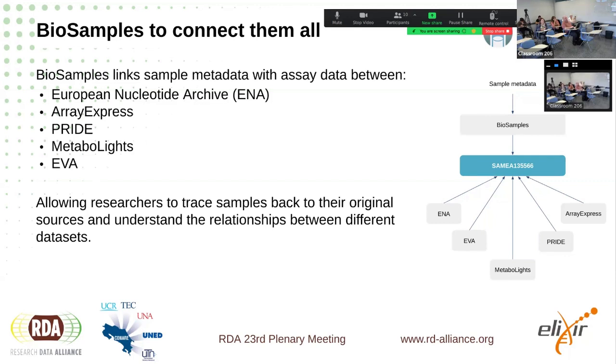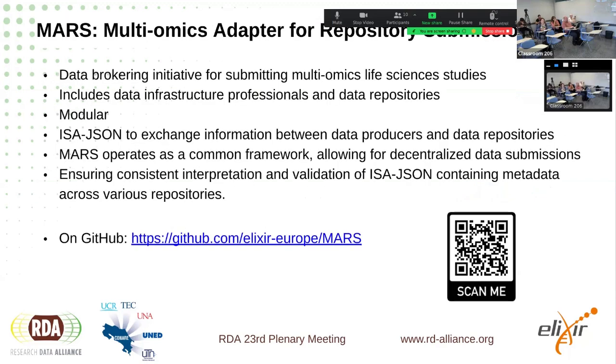This actually allows the researcher to keep track of the original source and also the relationships between those data sets. These two concepts are what we within the MARS project try to simplify and improve. For this, we want to make use of the ISA-JSON format. I will talk more about this later.